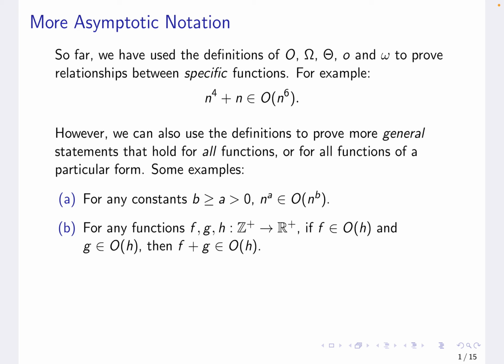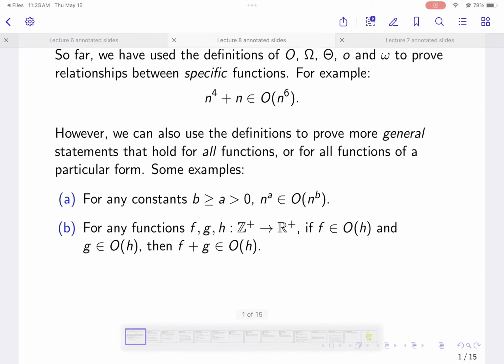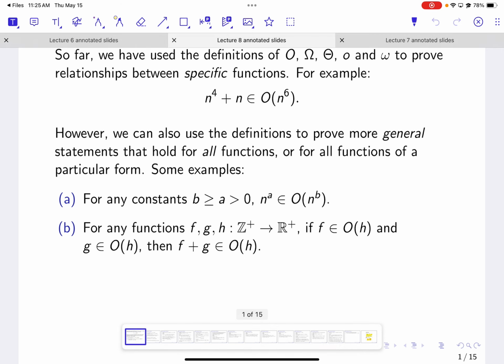if you have more general statements that hold for all functions, you could skip a lot of that mechanical work and honestly skip a lot of the creativity and make a really well-structured argument that shows that the statement is true. So statements A and B are both true facts. One is that for any constants B and A, where B is greater than or equal to A, n^A is in the big O of n^B.